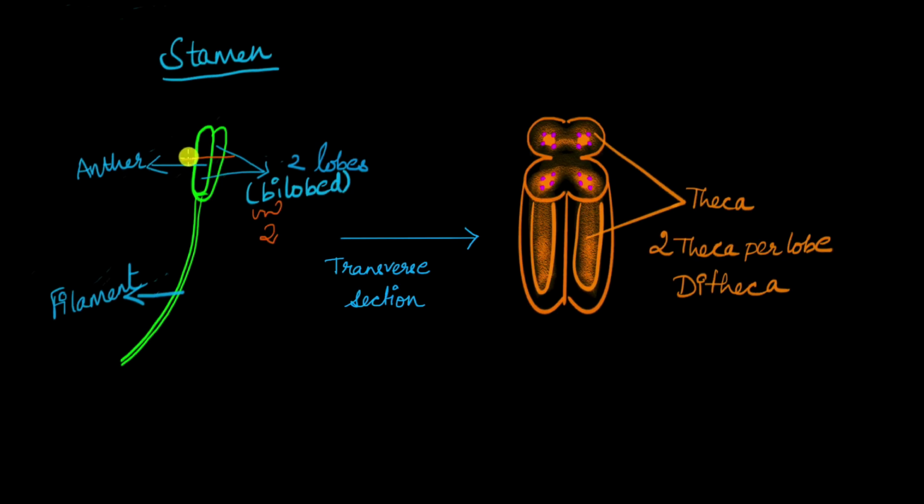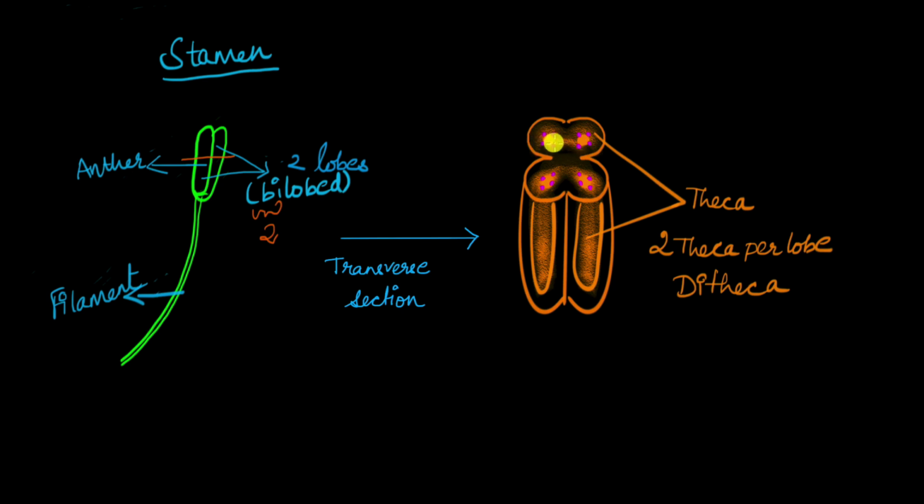So we've made a cut here and we've gotten the transverse section of an anther, and it looks something like this. So this is a lobe and this is a lobe because they are bilobed anthers. And inside these bilobed anthers are structures called theca. Now theca are tubular structures. Inside the theca are pollen sacs within which the pollen grains are produced.